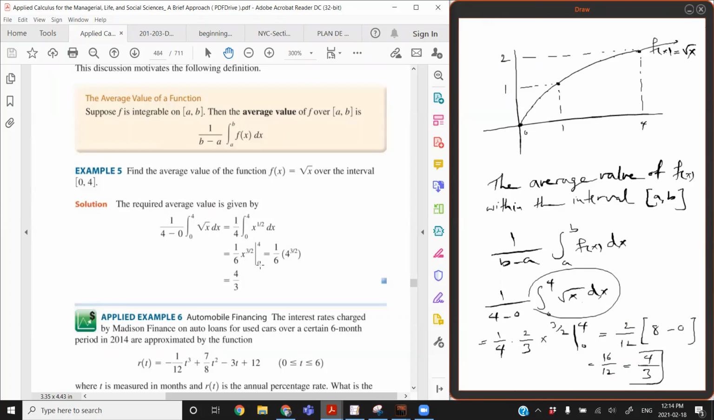In case you're curious how I got 8, if I have 4 to the power of 3 over 2, I can write that as 4 to the power of 1 over 2, that to the power of 3. But this is like having root 4 to the power of 3. So 2 to the power of 3, 8. So that's how you calculate 4 to the power of 3 over 2. Any questions?